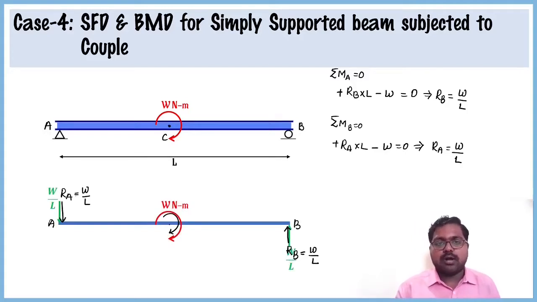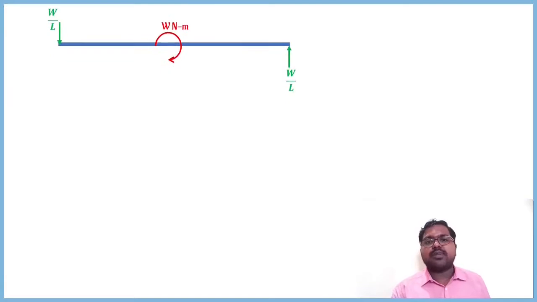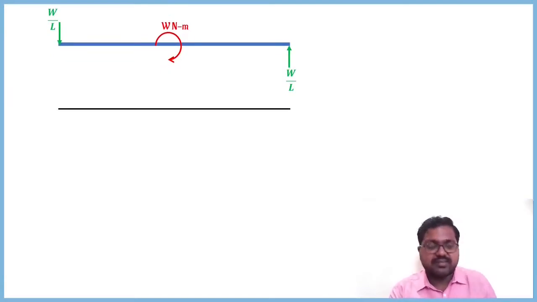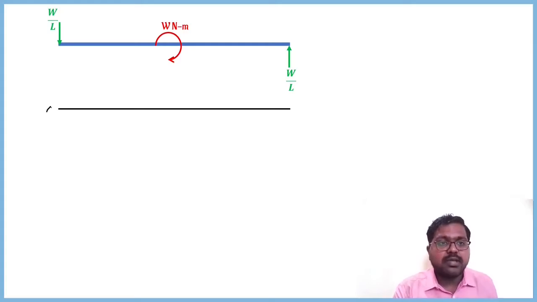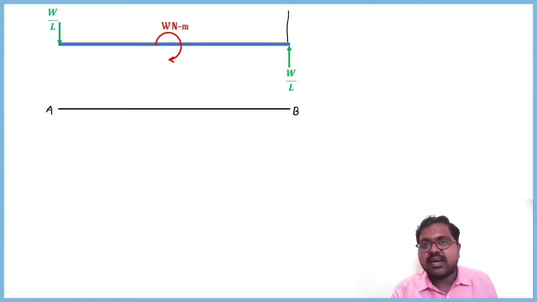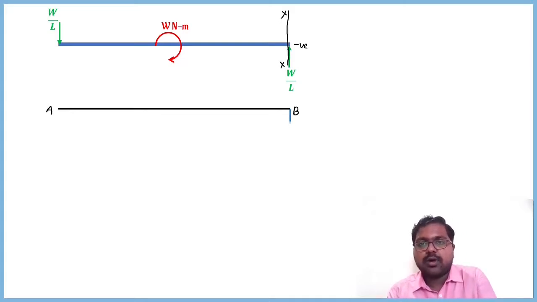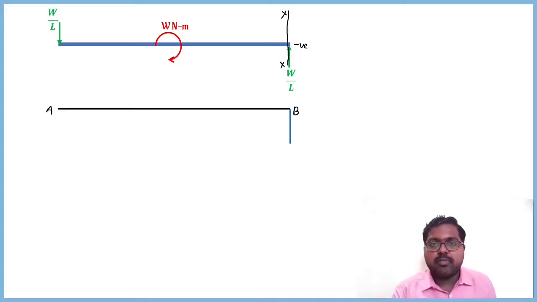So if we want to draw shear force and bending moment diagrams for this one, first I am considering the baseline for shear force diagram. AB I am taking. So from right I am considering, if I consider here the cross section XX, I am having W by L, which is acting upwards on right hand side. So it is a negative value, right? So I am having W by L negative.